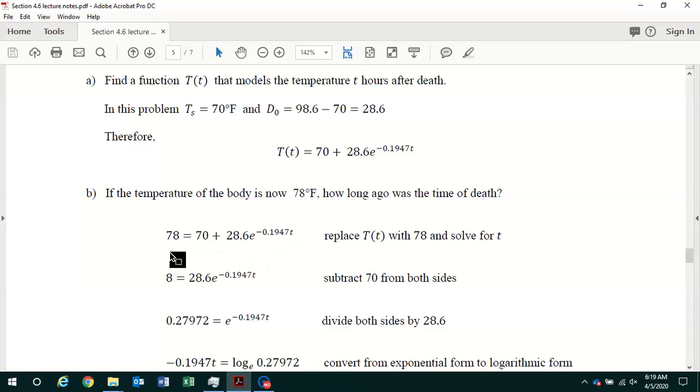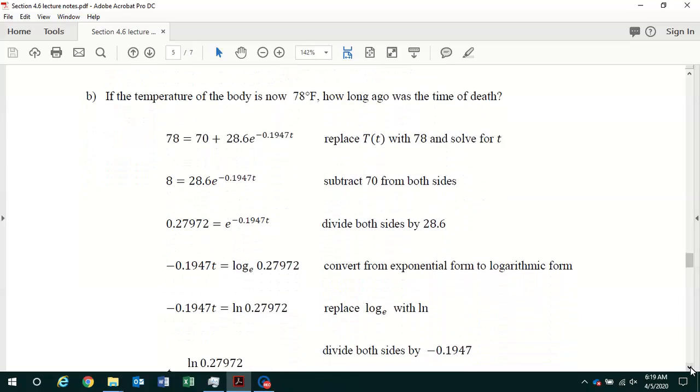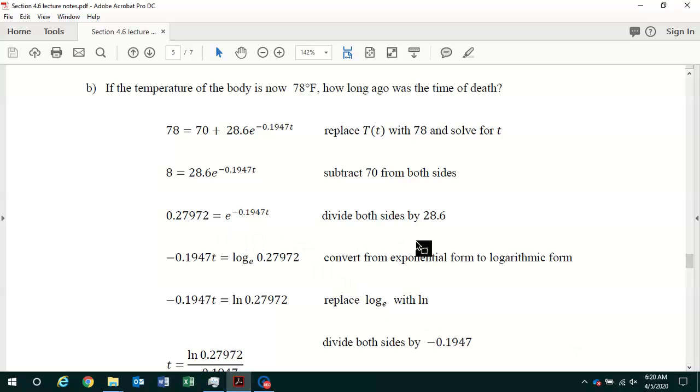So first we subtract 70 from both sides and get 8 on the left hand side, and then to undo this multiplication, we divide both sides by 28.6 and we get 0.27972 on the left hand side is equal to the exponential e to the minus 0.1947 little t power. Now, in the previous example, we took the natural log of both sides in solving for little t. I'm going to take a different approach in this problem.